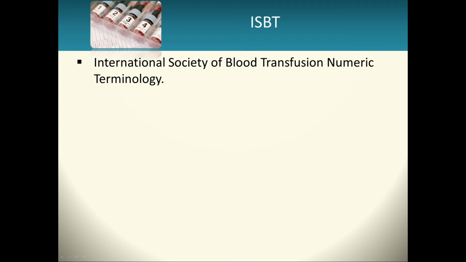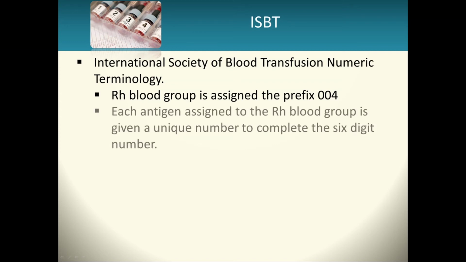for this was developed by the Committee on Terminology for Red Cell Surface Antigens by the International Society of Blood Transfusion, or ISBT. In this system, which can be used for all the 35 recognized blood groups, the Rh blood group is assigned the prefix 004. Then, each antigen within the Rh blood group system is assigned its own unique number that completes a 6-digit number. For example, the big E antigen, as in Rosenfield, is also assigned the number 3.